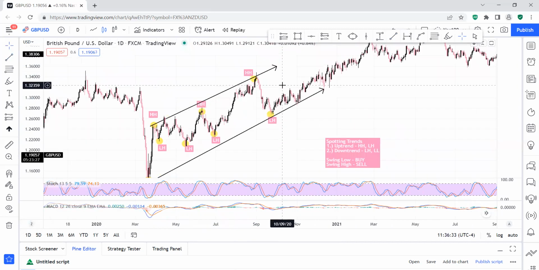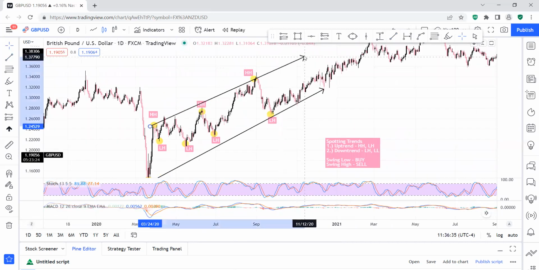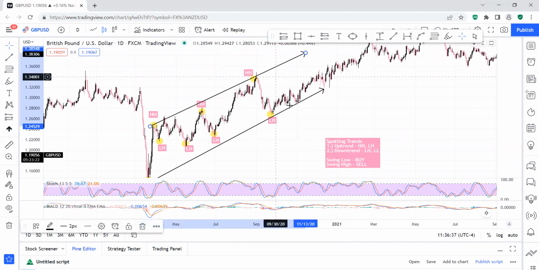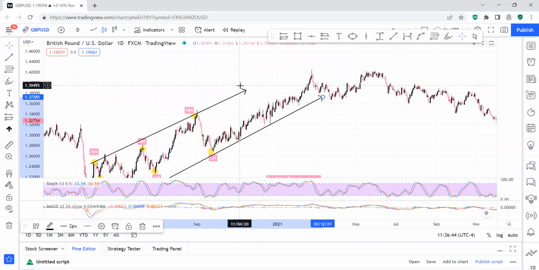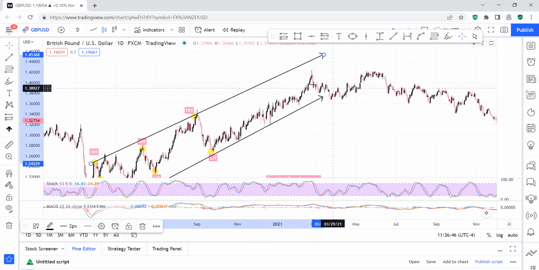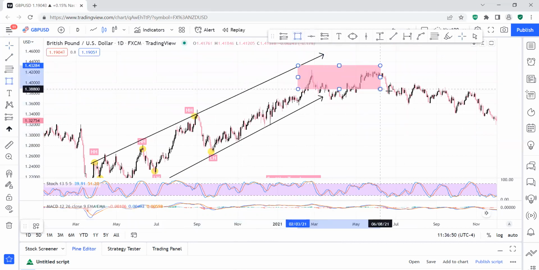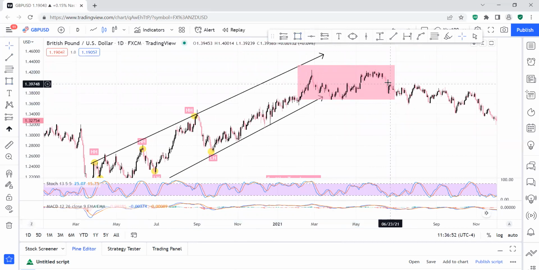And like I pointed out on NZDUSD, the market tends to move in a channel at times. So this is an upwards channel. And it literally went all the way up to this point before price started to sell off. And again, this is another point where price was ranging before it finally broke out in its sell.